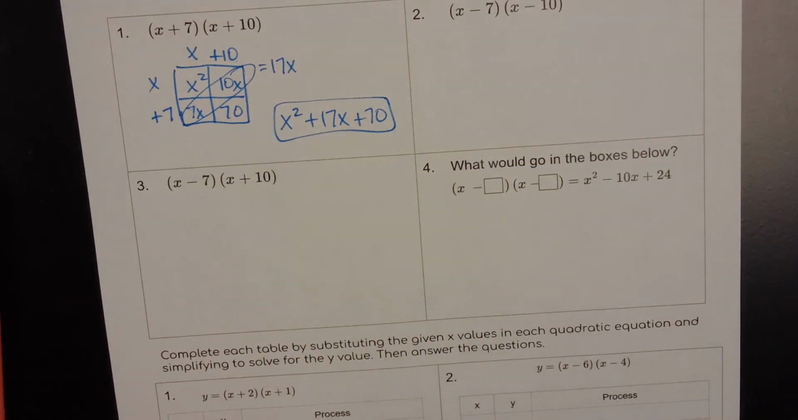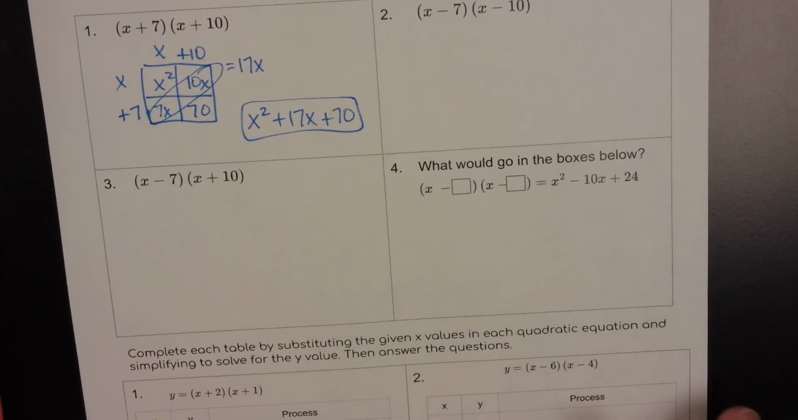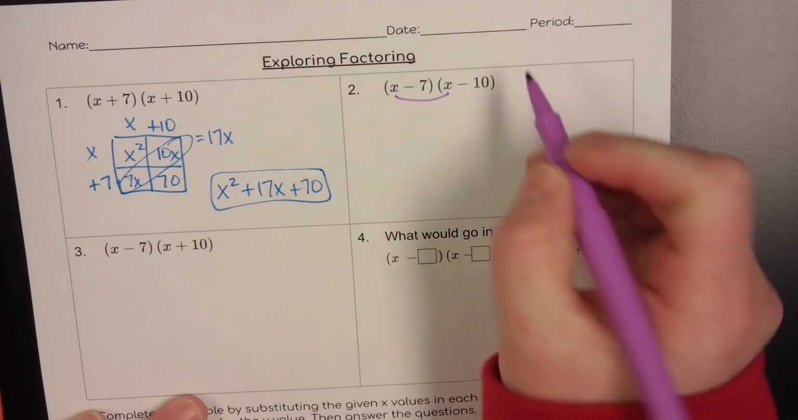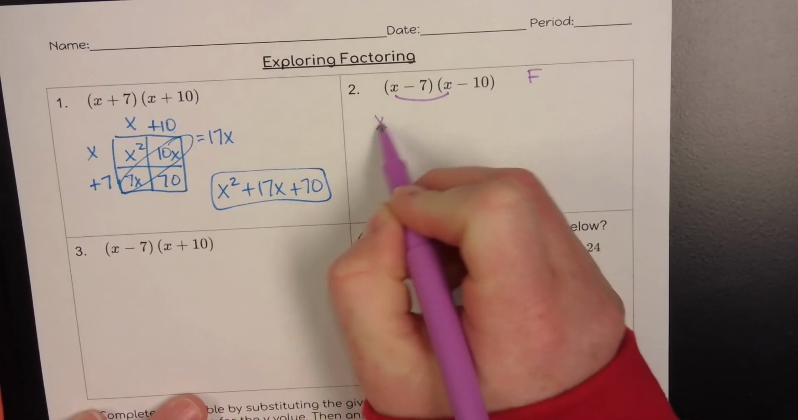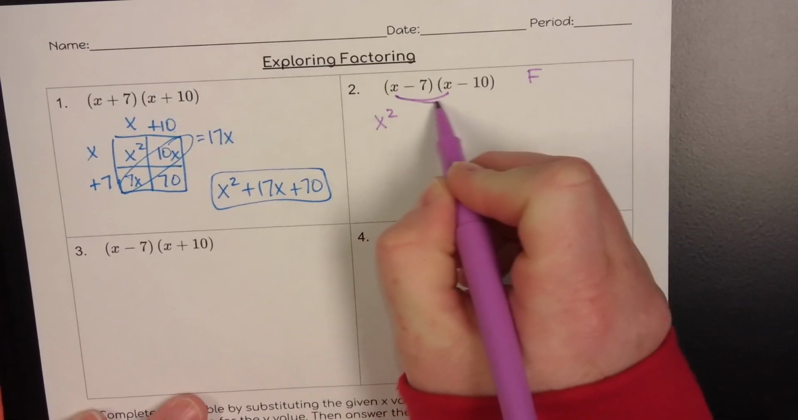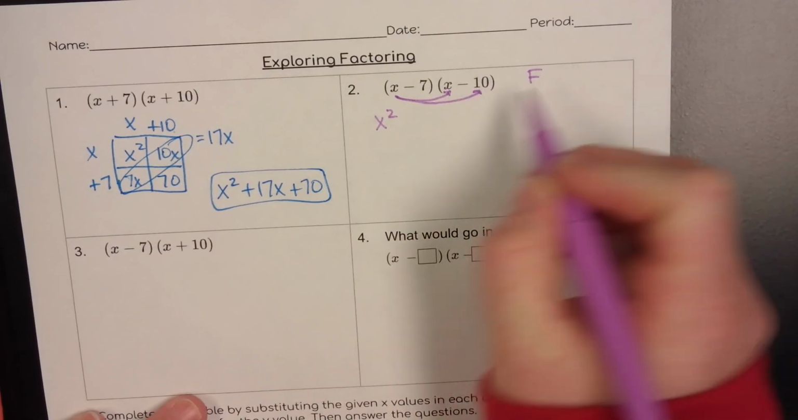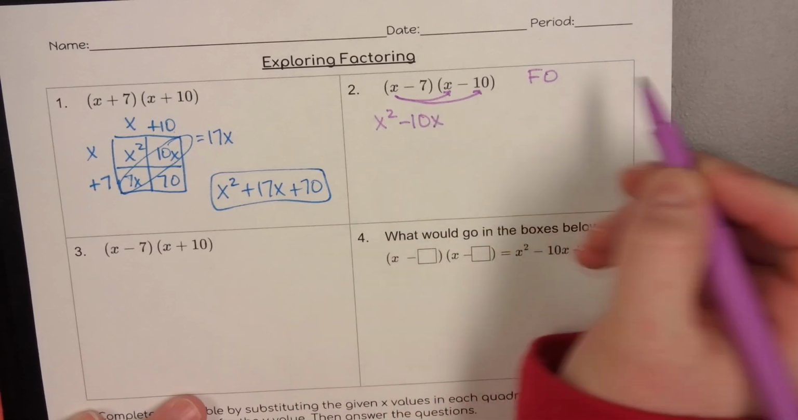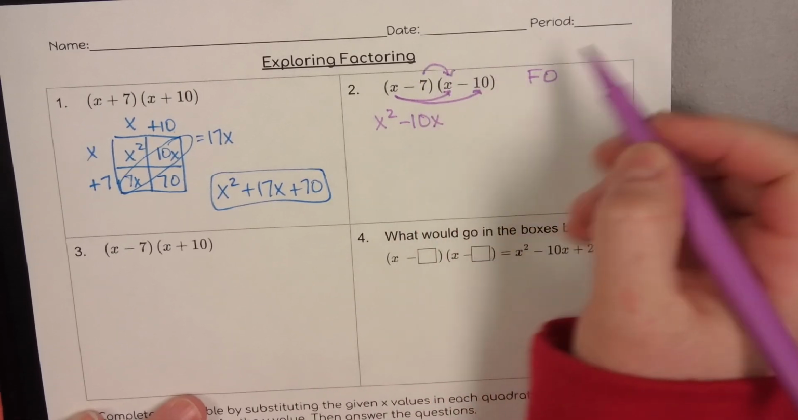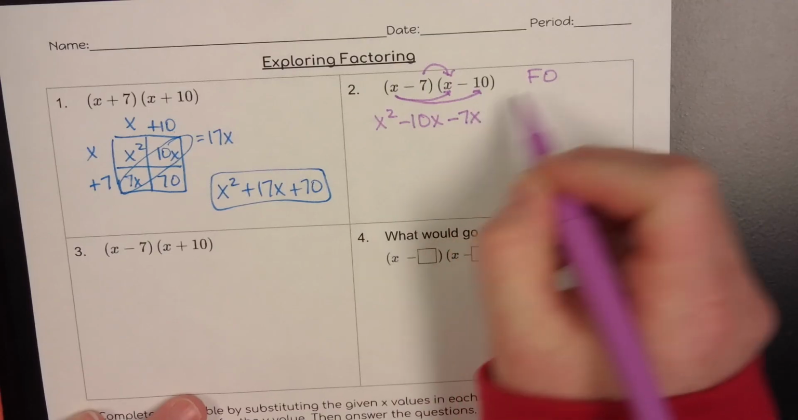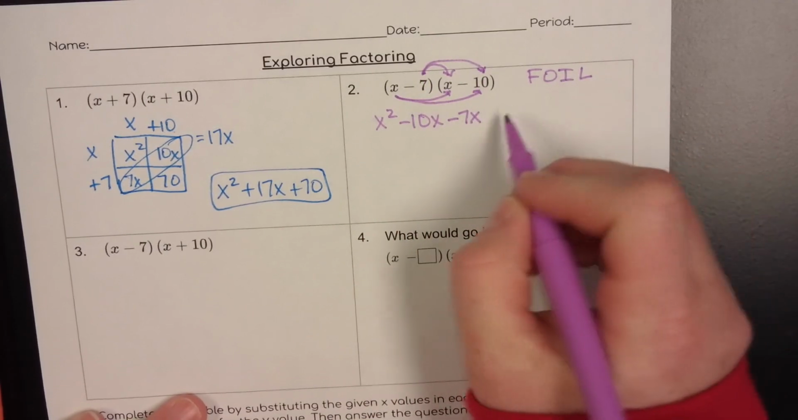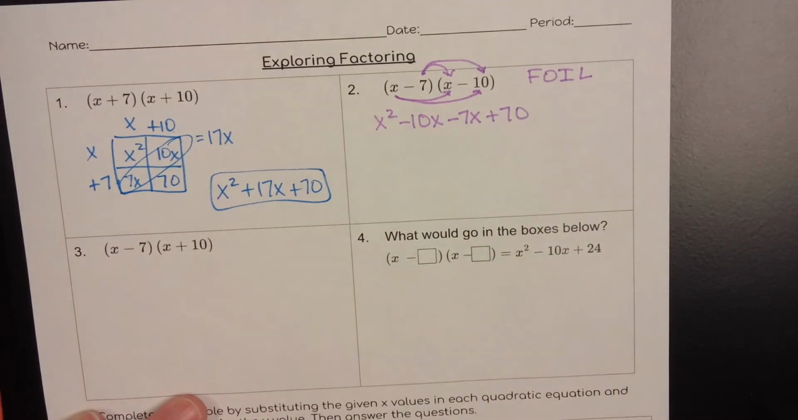Okay, let's do one with FOIL, with our arrows. When we do our arrows, remember we're going to go from our first terms. Okay, x times x is x squared. Our outside terms, and we have x times negative 10, so negative 10x. Our inside terms, so negative 7x. And then our last terms, negative 7 and negative 10 make a positive 70.